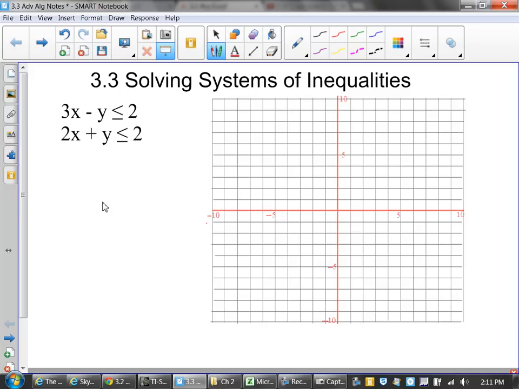So for this first equation, I'm going to solve for y. I get negative y is less than or equal to negative 3x plus 2. From there, I'm going to multiply by negative 1 to get y by itself. And remember, when you multiply by a negative, you flip the sign, and I get y is greater than or equal to 3x minus 2. And then from there, we plot like we have in the past. We start at negative 2, we walk our slope of 3.